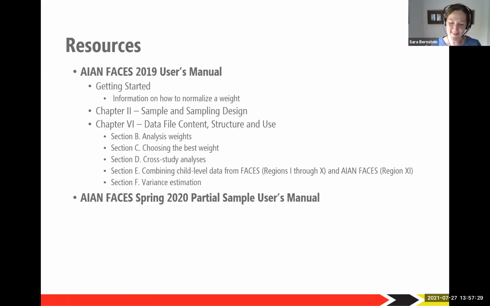Okay, so the information I've presented really is just tips highlighting some important factors to consider. These are all discussed in more detail, and even what I had here is written down in the user's manual. I haven't gone through the sampling design in much detail, but you can find that in Chapter 2 of the user's manual. And then, like I said, discussion of the analysis weights, cross-study analyses, combining AIAN FACES data with FACES data, and variance estimation. That's all found in Chapter 6 in the sections that you see listed here.